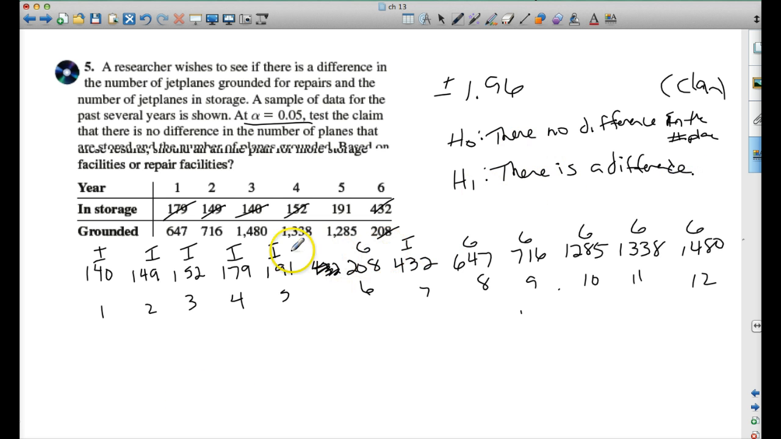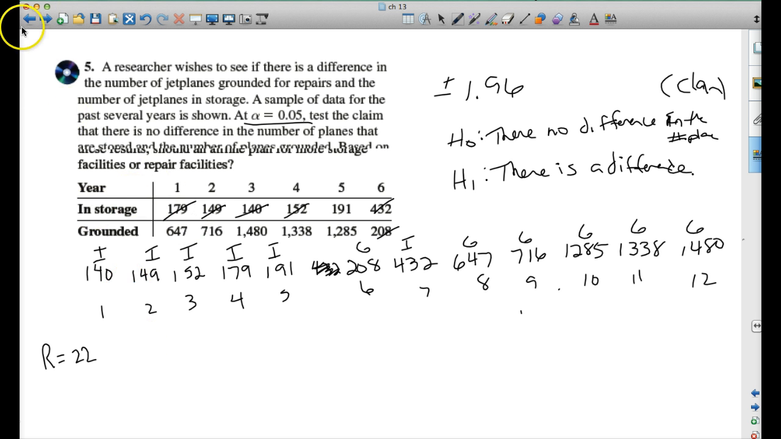So now there's our critical value, and then our test value. Start off by finding the sum, and I'm going to use the in-storage ones. Add up the ranks, get 3, 6, 10, 15, 22. So my R value here is equal to 22, since they're both the same sample size.